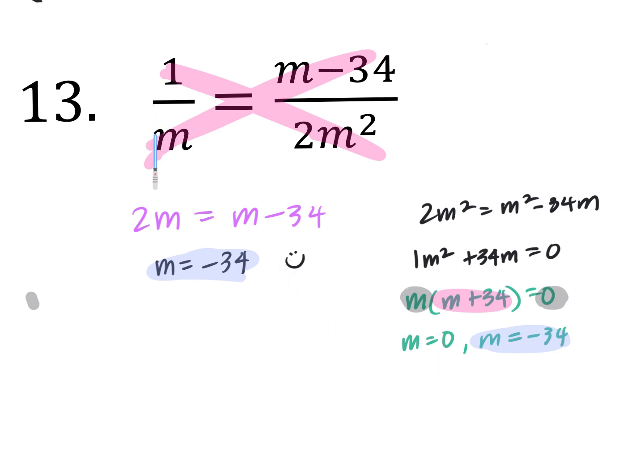What's 1 over 0? Is 0 going to be an answer option anyway? When you plug it back in, it doesn't even make a function. So if we did it this route, which we wouldn't have because that was way easier compared to that one, we would have to cross this one out anyway. 0 is not going to work.